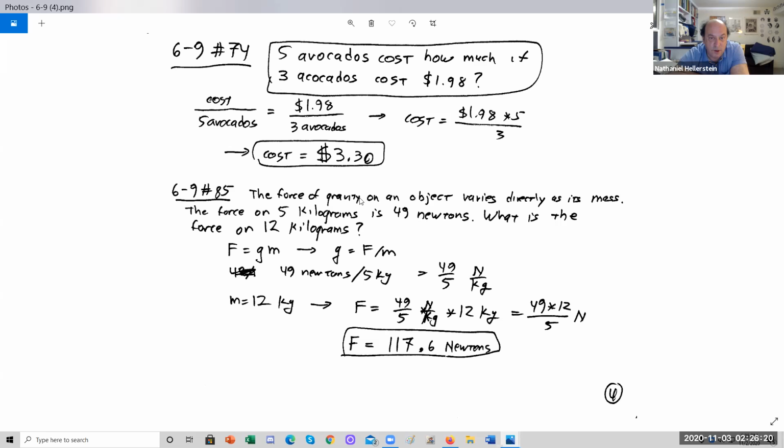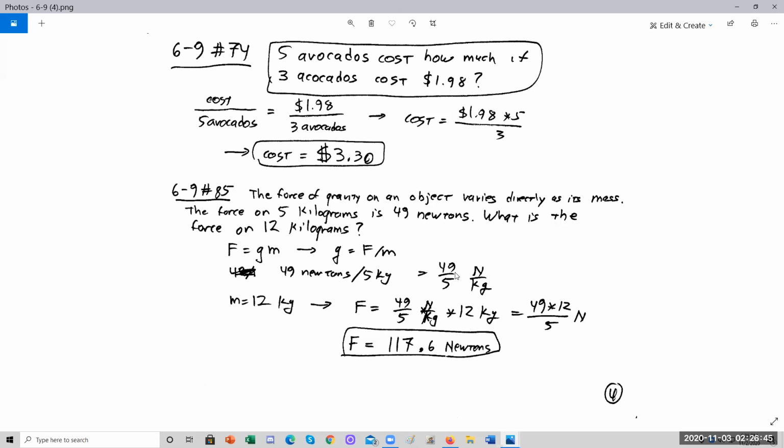Here's one. The force of gravity on an object varies directly as its mass. The force on 5 kilograms is 49 newtons. What is the force on 12 kilograms? It's 49 newtons to 5 kilograms, that's 49/5 newtons per kilogram. Mass is 12 kilograms.